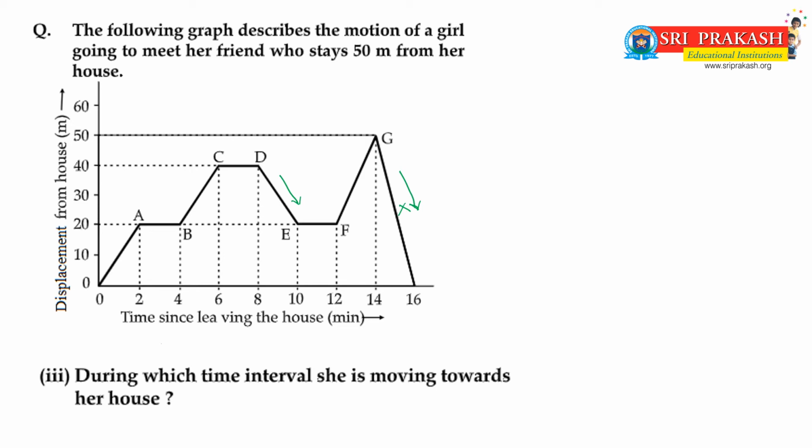we are considering the time interval in between her journey to her friend's house. So it is between 8 to 10 minutes she is moving towards her house. That is the answer.